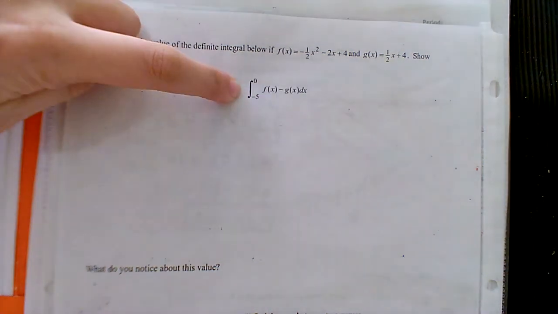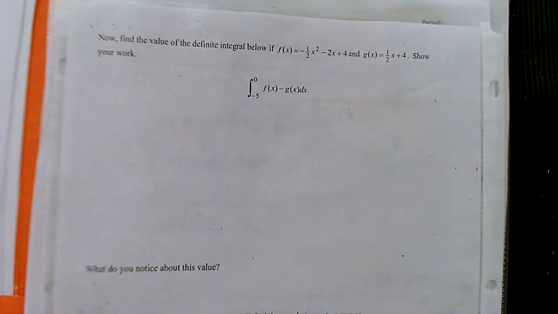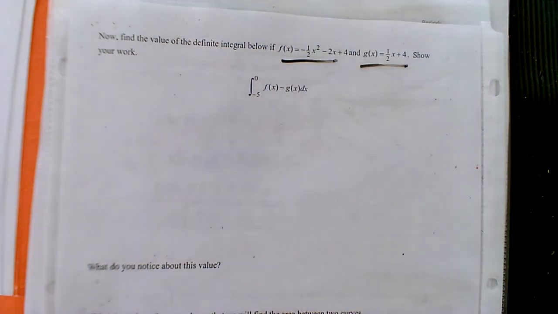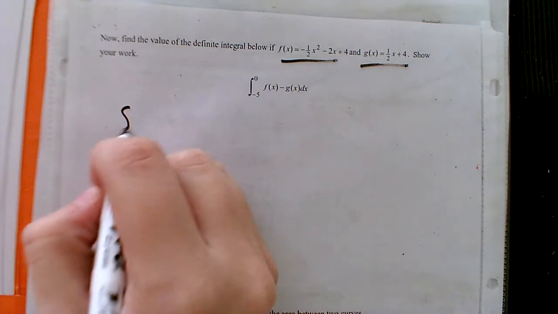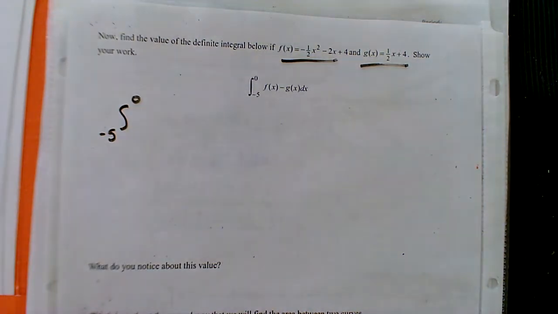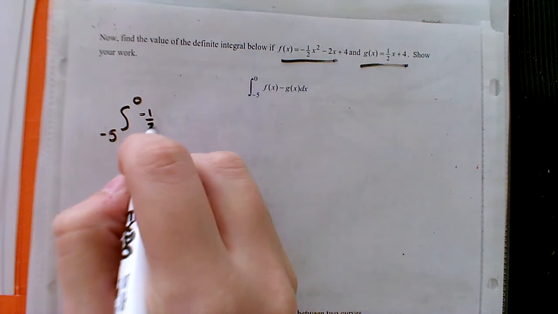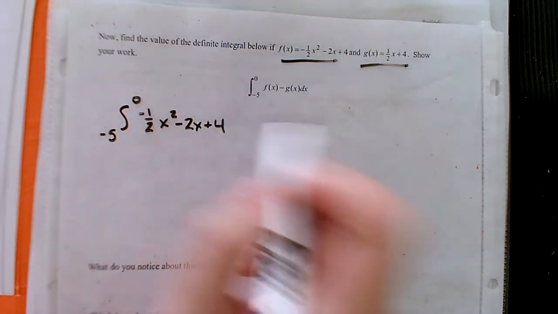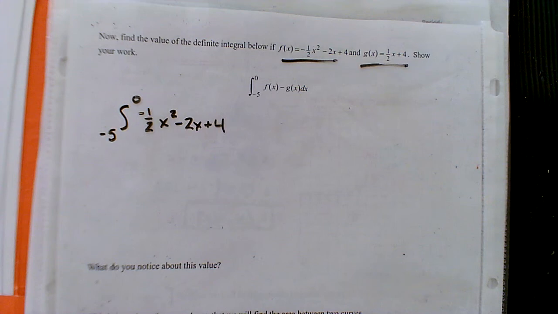Let's go ahead and investigate this integral. So it's still -5 to 0 like before. We're still using the same f of x and g of x functions. Let's see what happens. If we were to replace f of x with its actual equation, we can go ahead and write that down. And according to that integral, it's telling us to subtract the g of x equation.